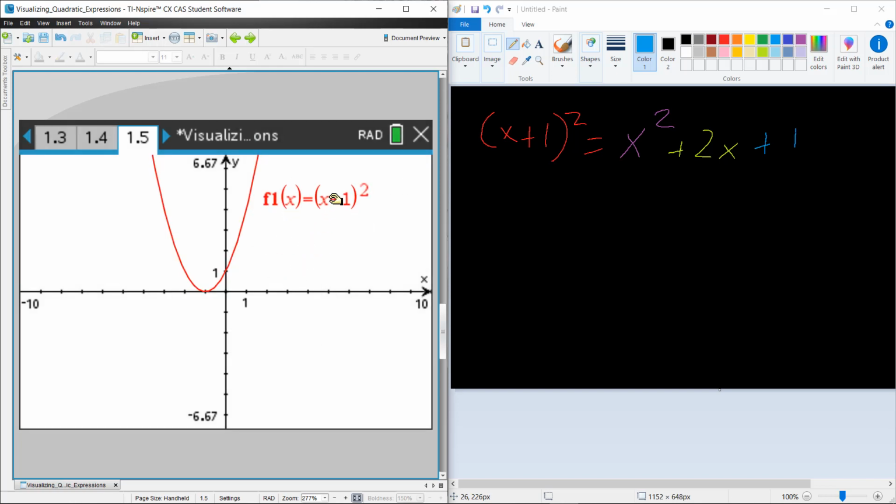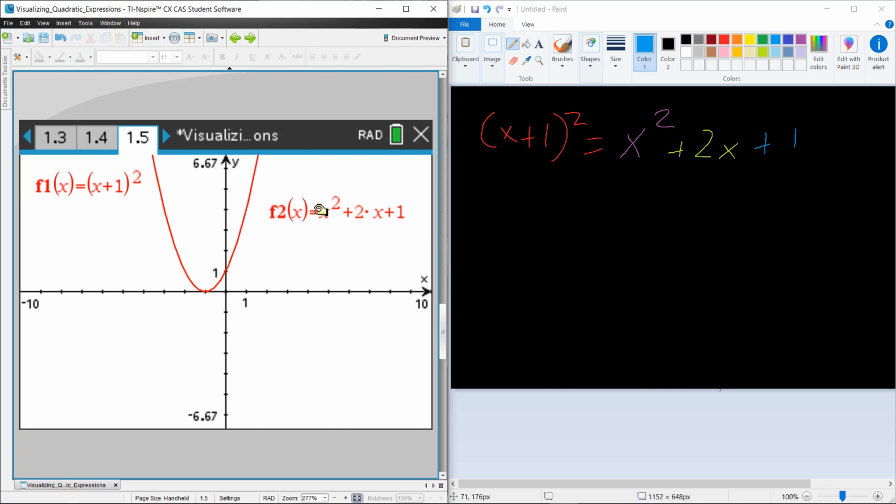So x plus 1 quantity squared, that's going to be our original function. That was our original problem. And now we'll type this second expression into F2. I'm going to press Control G to get another graph entry line, and I'm going to just type that one in. So x squared plus 2x plus 1 will give me a second one to verify.